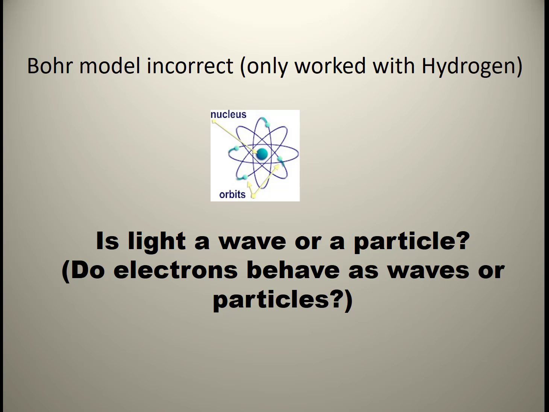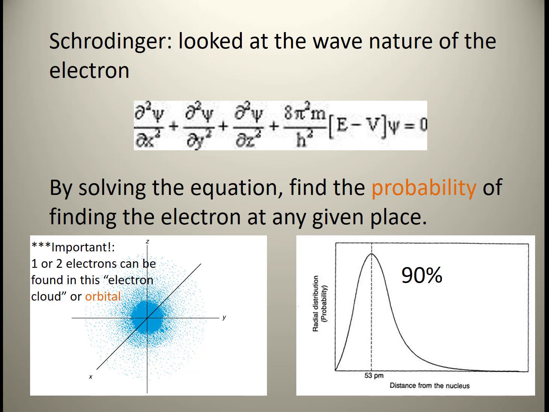But scientists, having Bohr's model fail, revisited what an electron really is. Is an electron this little particle of energy, or is it a wave? And today I would tell you electrons are waves, which is a little bit different and a little bit hard to wrap your brain around.